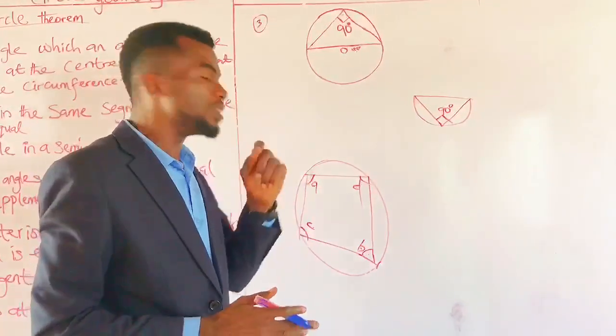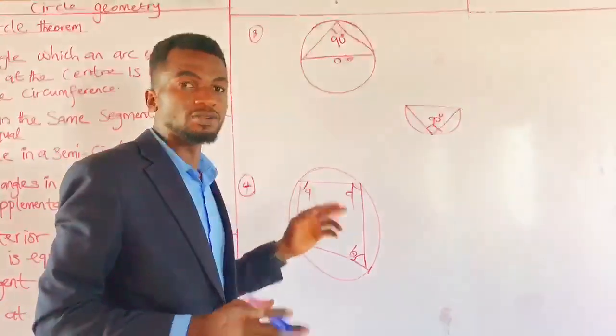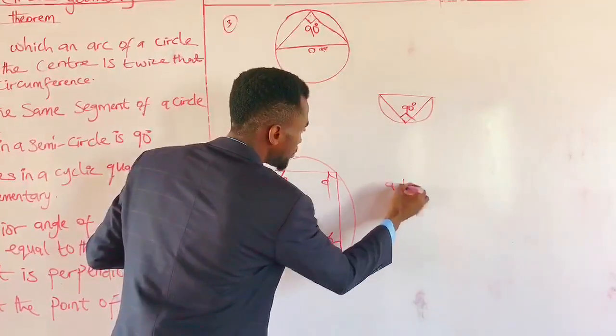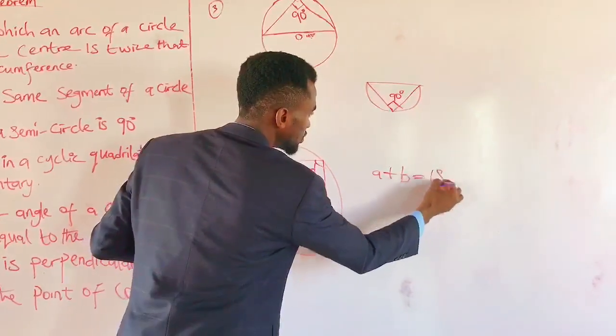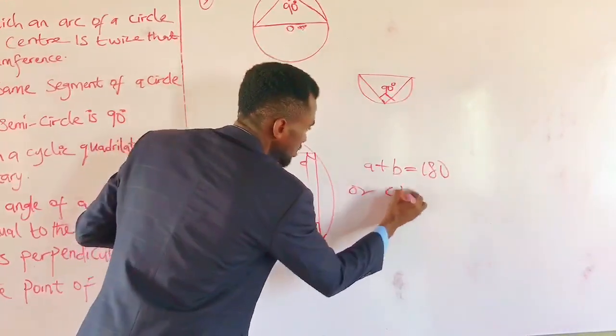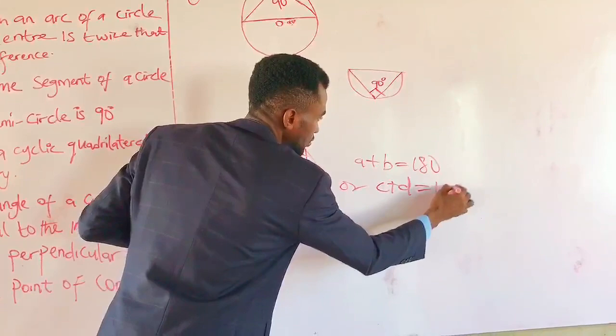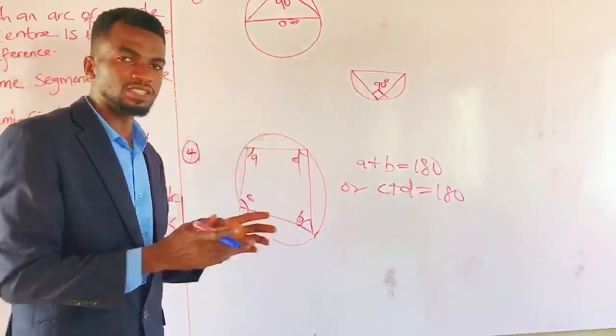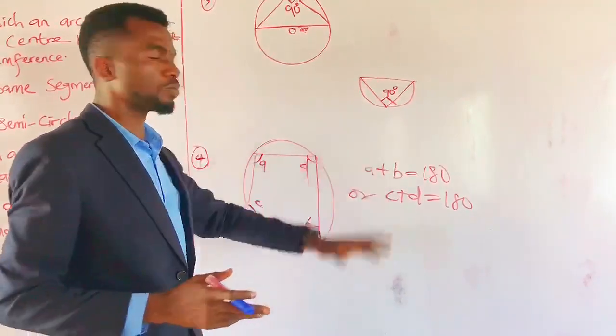So in this case, we said opposite angles in a cyclic quadrilateral are supplementary. That is, when we add the two opposite angles together, we are going to have 180. This implies that A plus B is equal to 180. Or C plus D is equal to 180. Whichever one, they are both opposite angles in a cyclic quadrilateral, so they are supplementary.